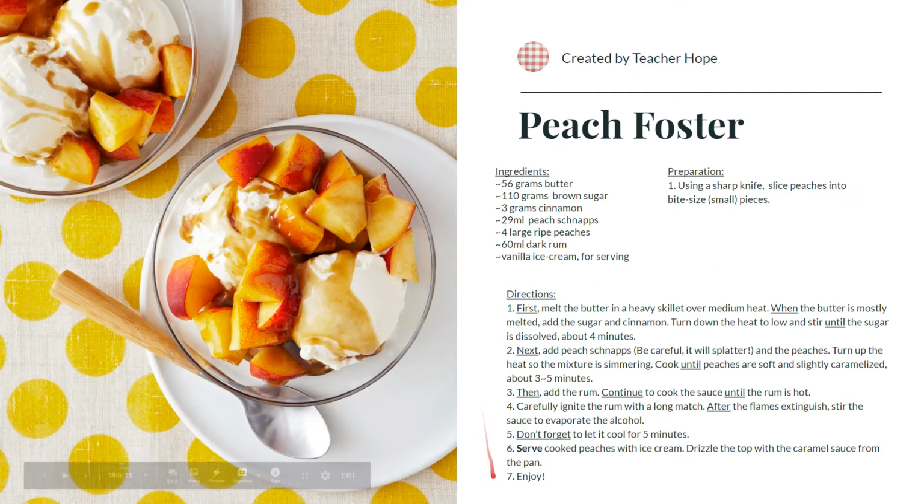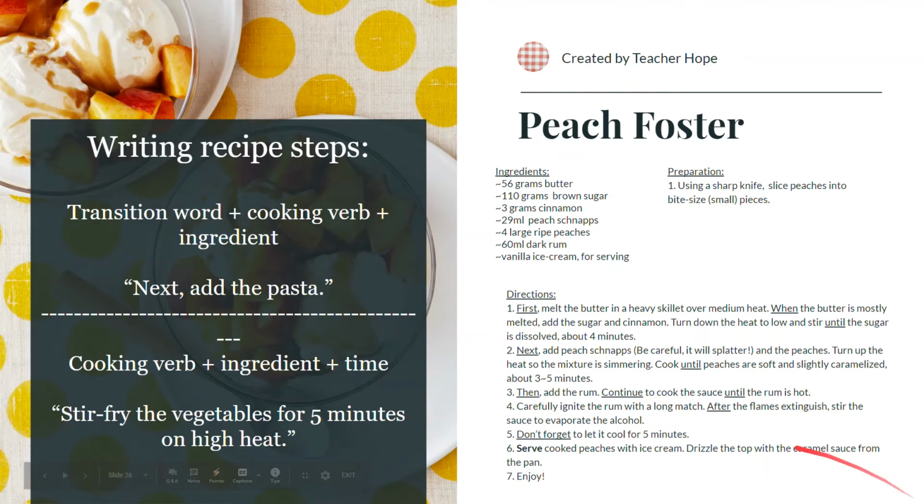So my directions to make peach Foster are here. Please notice how to write recipe steps. The general structure is transition word plus cooking verb plus ingredient. For example, next, add the pasta. Cooking verb. Also, another structure is cooking verb, ingredient, and time.